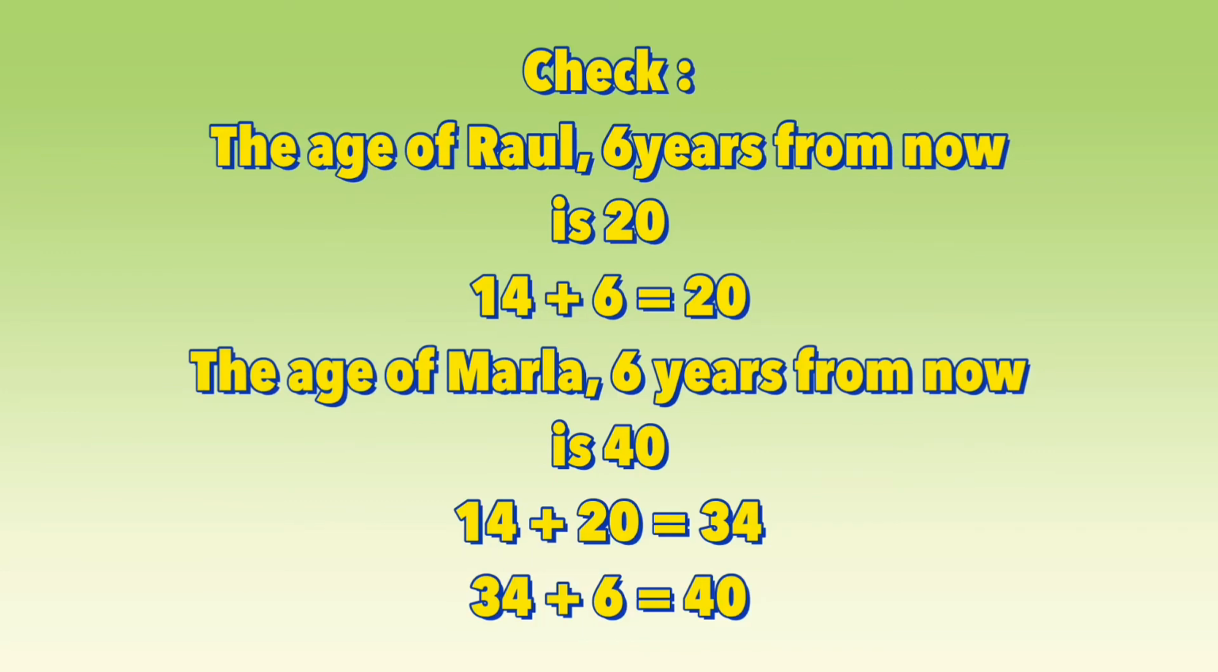The age of Raul 6 years from now is 20 because the present age of Raul is 14 plus 6 years, so it becomes 20. The age of Marla 6 years from now is 40 because the present age of Marla is 14 plus 20 equals 34, then plus 6 years equals 40.